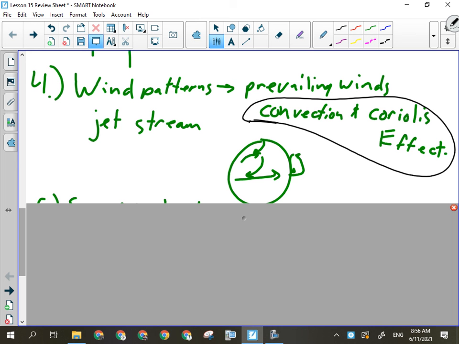Near the equator, you've got the trade winds, which are those easterlies. Here we have the westerlies, and north of us, they have the polar easterlies. That's all because of latitude and convection and the fact that the Earth spins under its atmosphere. Just be able to explain that.